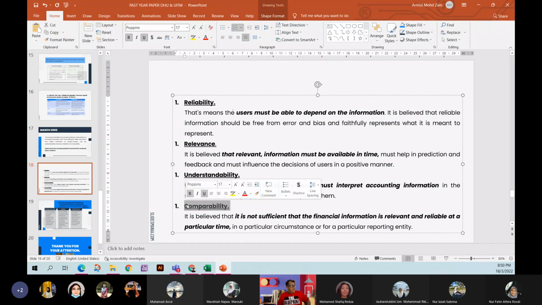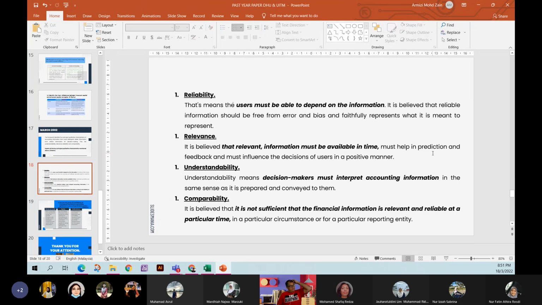Comparability. You nak provide information tu mesti boleh dibuat comparison between company A dan company B. Tajuk ada tapi you punya explanation tu tak banyak markah.